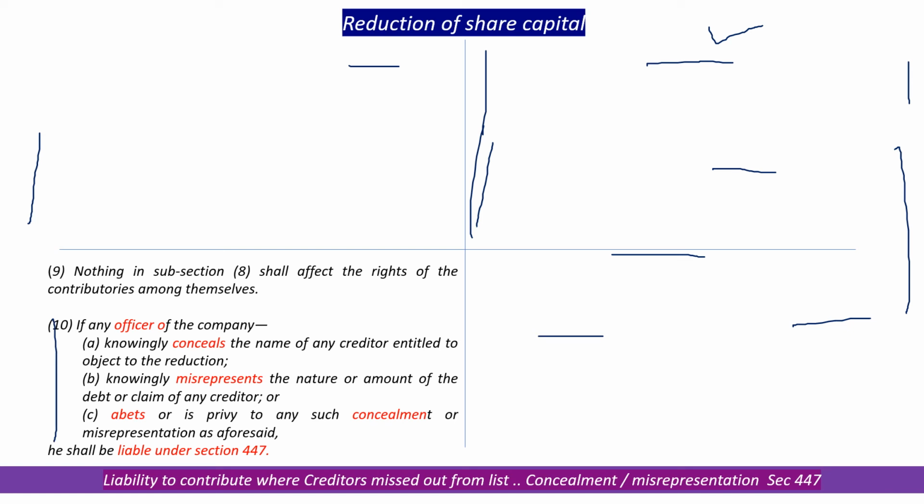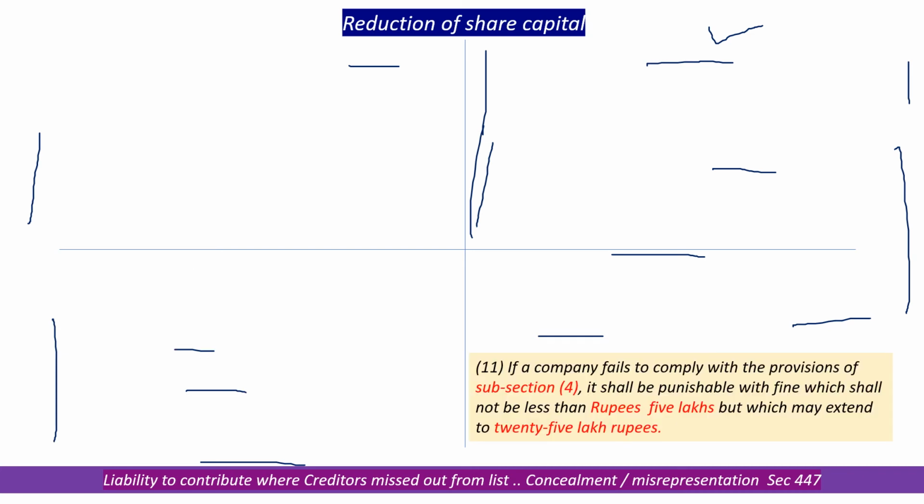And there are offences listed in terms of concealment, misrepresentation, which will attract section 447, which deals with the fraud and criminal punishments in that regard. And there is a minimum penalty also for offences which are punishable.